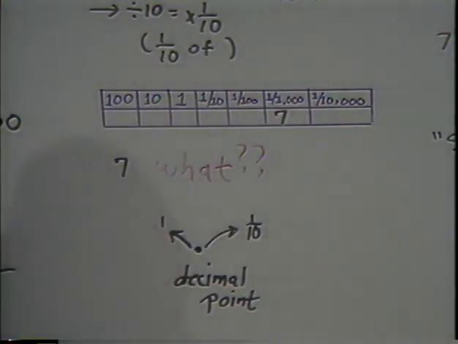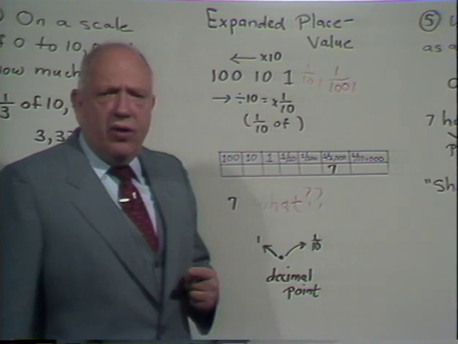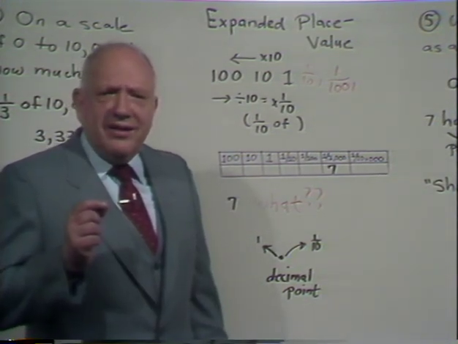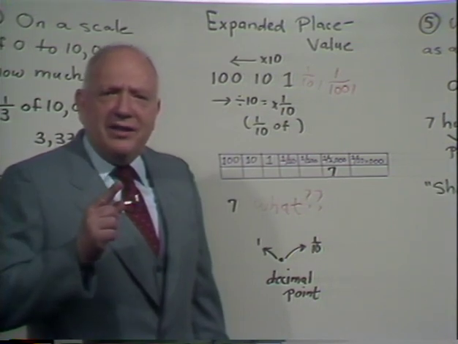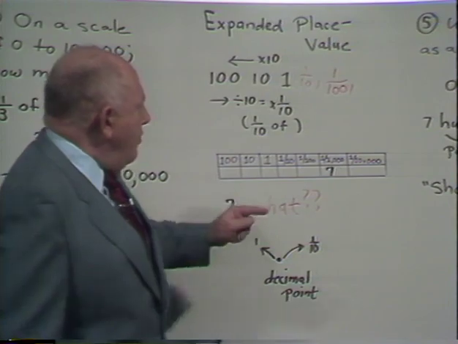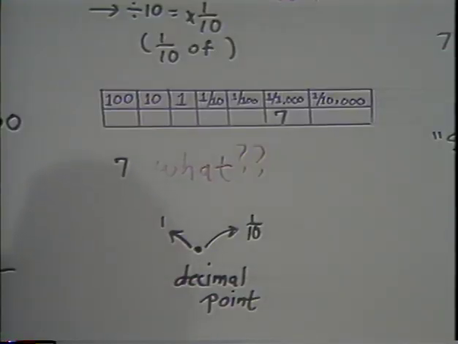7 what? And the way we get around that is we introduce a second type of placeholder. Remember, we introduced 0 to hold the place of a denomination. Now we have to hold the place to tell us where the ones are. You see, no longer can we be certain that the digit furthest to the right is 1.